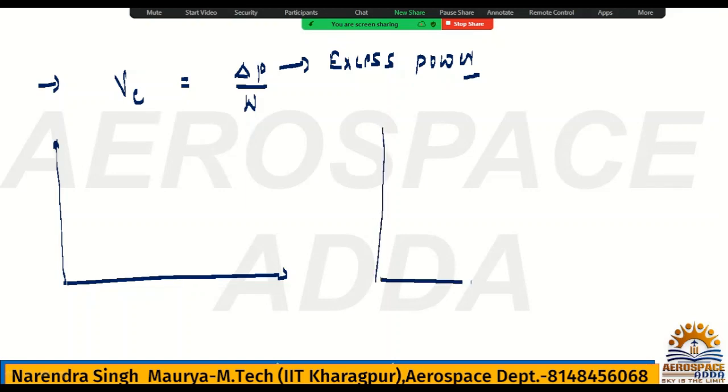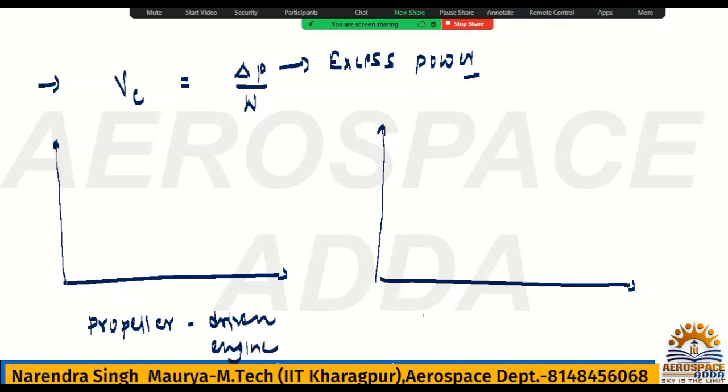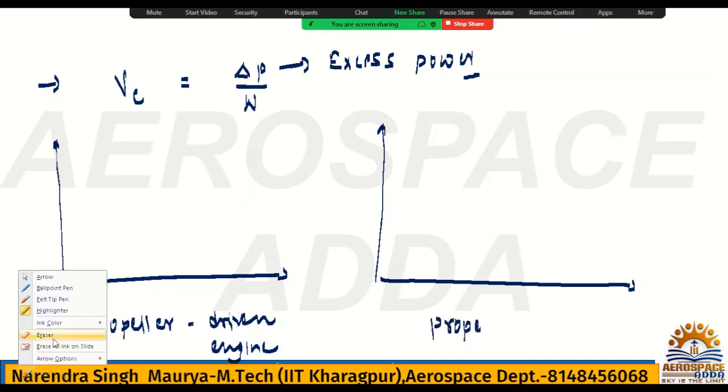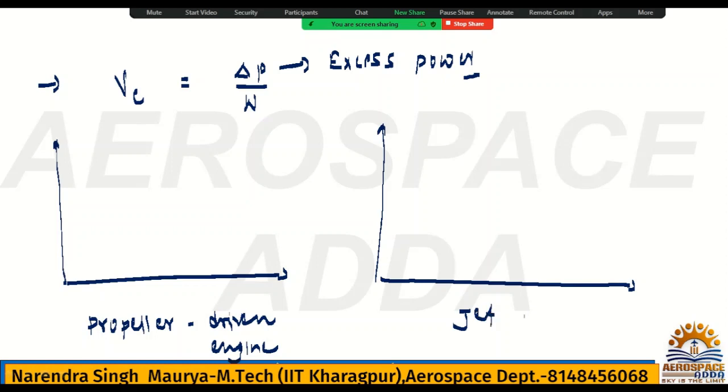This is also very important, you draw it. This is the propeller driven engine or propeller driven aircraft, it's your engine. And this is the propeller, this is the jet engine. Next, here on this axis you are going to plot power.